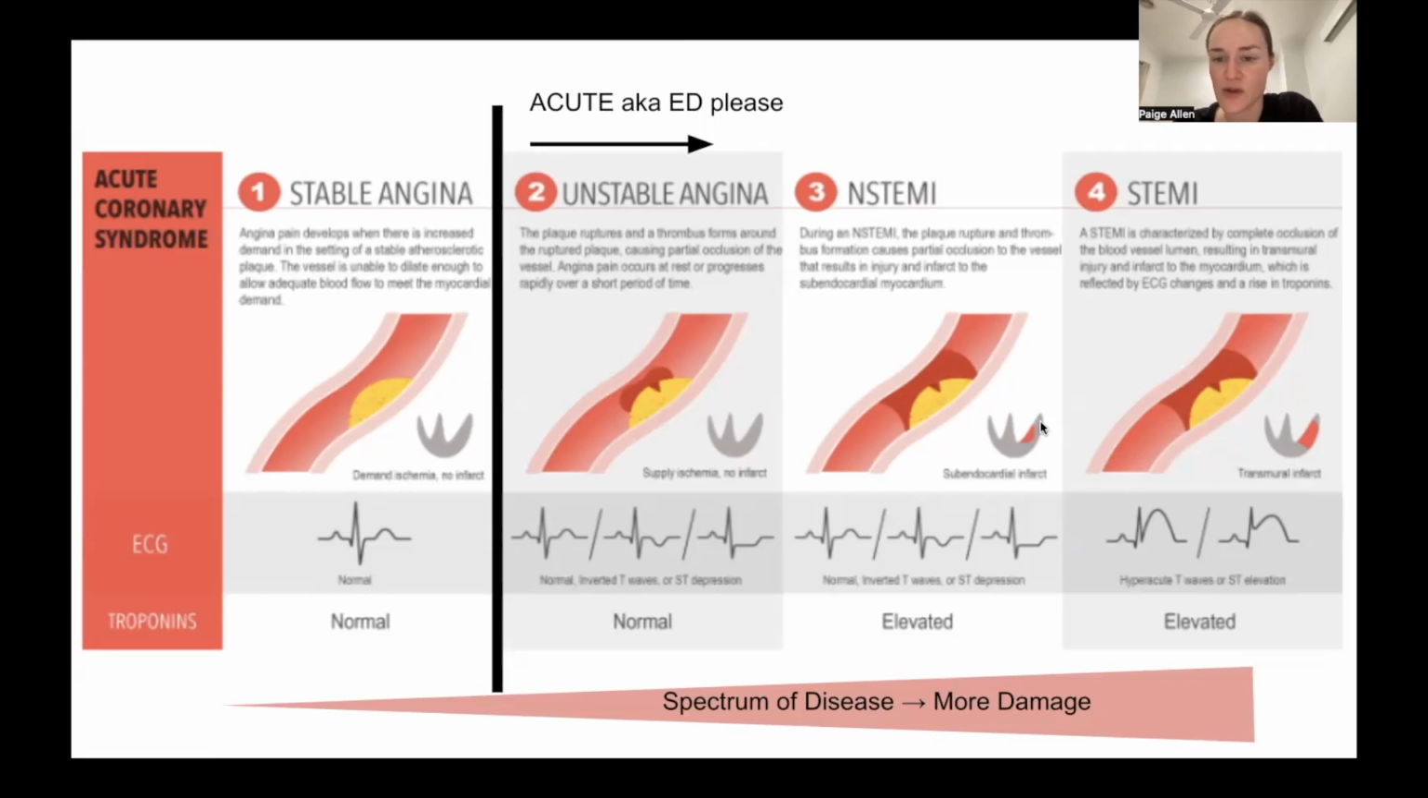In an NSTEMI, you get this endocardial infarct. So it won't be the entirety of the myocardial wall, it'll just be the endocardial aspect. And then for a STEMI, you'll get the full transmural thickness that is being impacted.